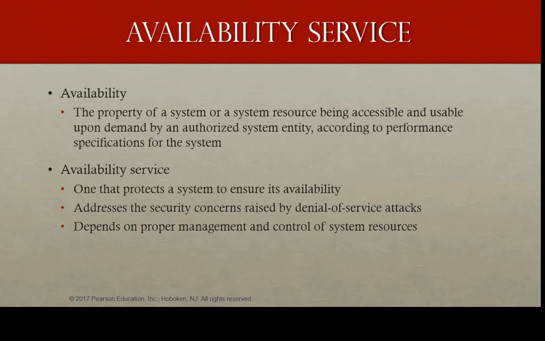Some of these attacks are amenable to automated countermeasures, such as authentication and encryption, whereas others require some sort of physical action to prevent or recover from loss of availability of elements of a distributed system. X.800 treats availability as a property to be associated with various security services. However, it makes sense to call out specifically an availability service. An availability service is one that protects a system to ensure its availability. This service addresses the security concerns raised by denial of service attacks. It depends on proper management and control of system resources, and thus depends on access control service and other security services.